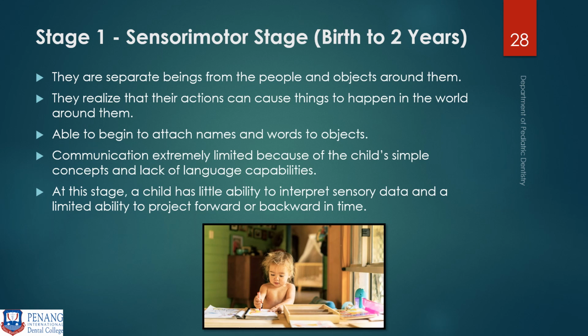In this stage, the communication is extremely limited because they have not developed language abilities, and the child also has little ability to interpret sensory data, and limited ability to project forward and backward in time. So they will basically not understand tomorrow and yesterday. That is what is meant, and they will not understand sensory data, like this is nice, this is good looking, or this is hot, this is cold. They just understand this hurts or this does not hurt.